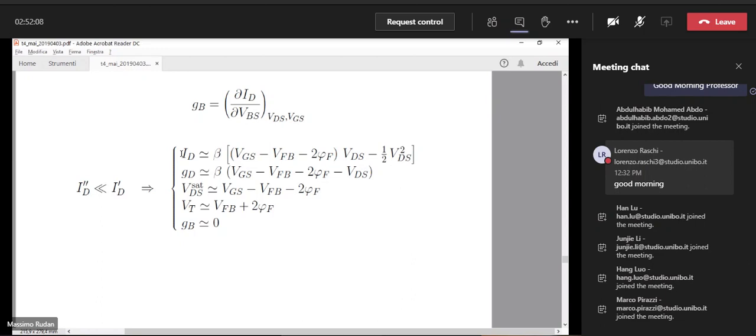If you replace the simplified expression of VT in the simplified expression of VDS SAT, you see immediately that VDS SAT can be written as VGS minus the threshold. Also, the bulk transconductance in this approximation becomes equal to 0 because ID second is not there anymore, and VBS appears only in ID second.